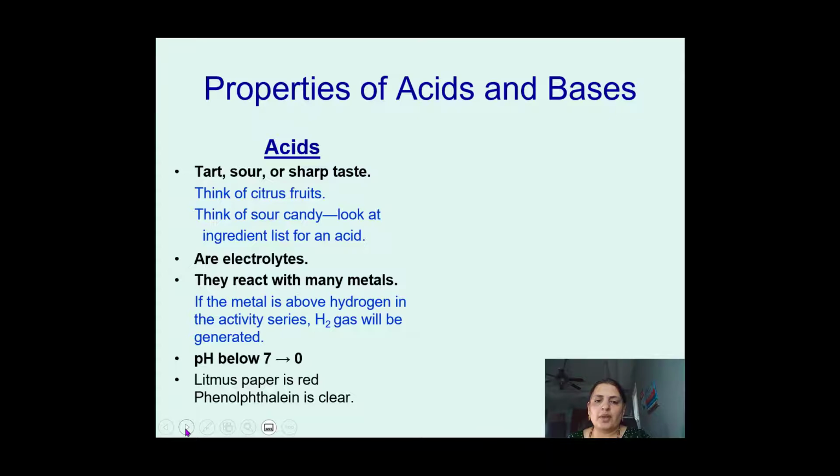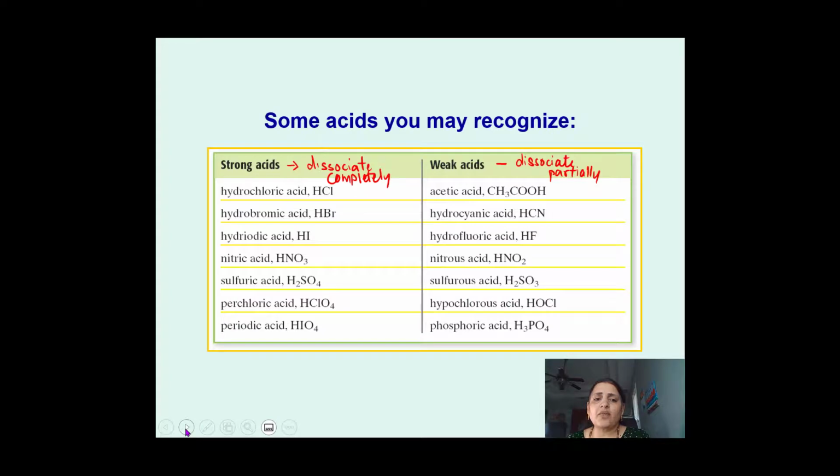So we use a couple of things to test the pH. One is litmus paper, which turns red if you dip it in acid. Phenolphthalein is one of the indicators. There are a lot of indicators. Phenolphthalein is one which changes color. If it is acid, it's clear. We also use pH meters to check the acidity or concentration of H plus ions.